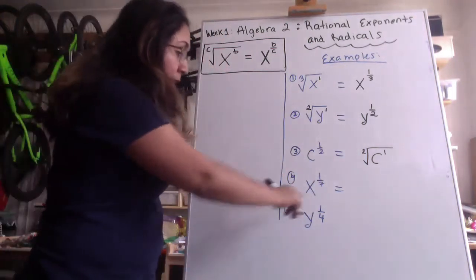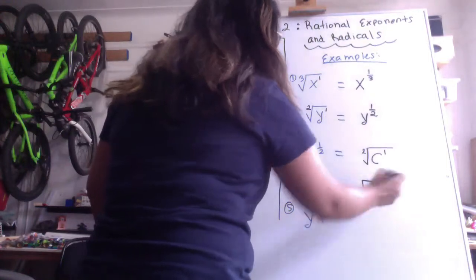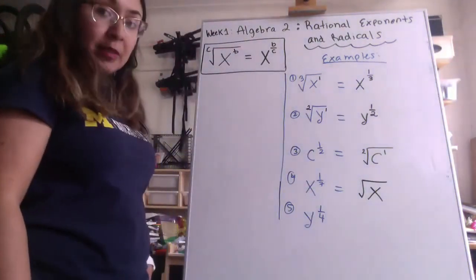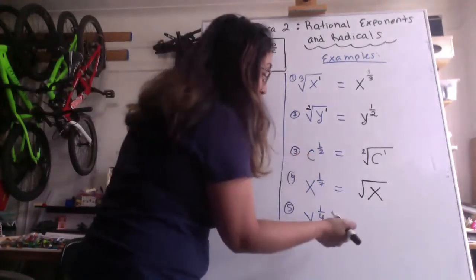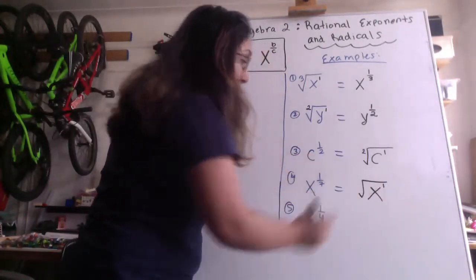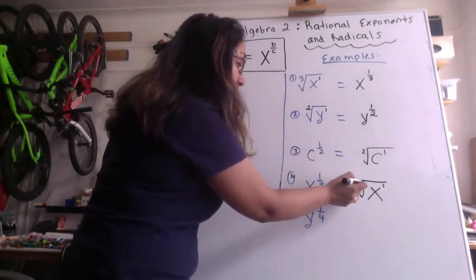And then here, similarly, I start with the same base. I'm going to go ahead and draw the radical symbol. The numerator is 1, so the exponent is 1. The denominator is 7, so the index is 7.